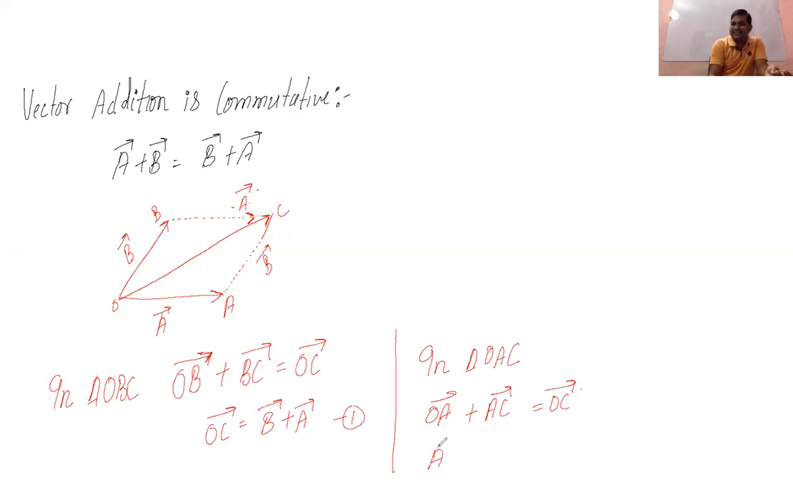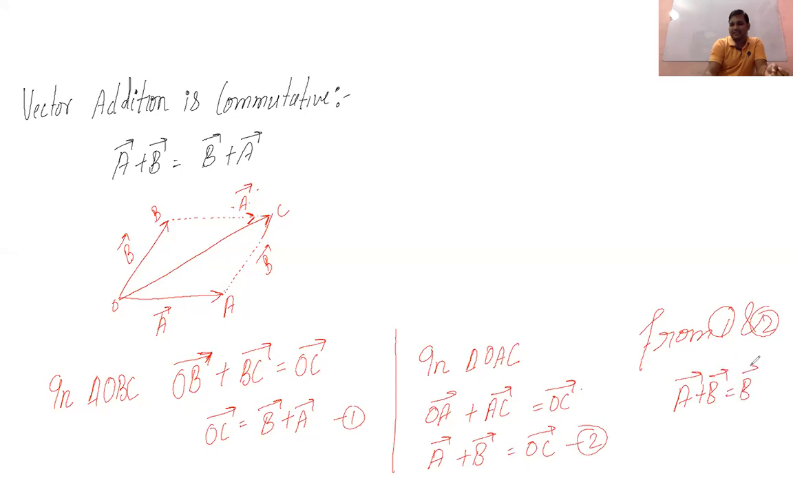Nothing, it's the A vector. And this plus AC is nothing, it's the B vector. So this will become the BO vector. So from the first and second, what can we write? A vector plus B vector is equal to B vector plus A vector. So basically, vector addition is commutative. This is the commutative law. So from here we can say this vector addition is holding the commutative law of addition of vectors, meaning the commutative property is holding.